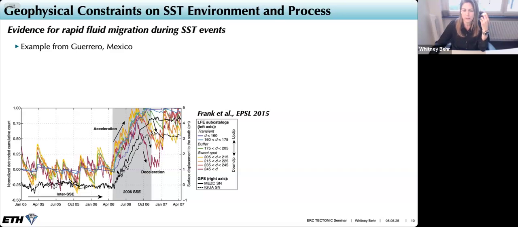And what it shows is that at the start of the 2006 slow slip event, LFE counts rise all along the interface from shallow to deep. But then about halfway through the slow slip event, those LFE counts start to drop, first at the deepest levels and then progressively shallower until the end of the slow slip event.